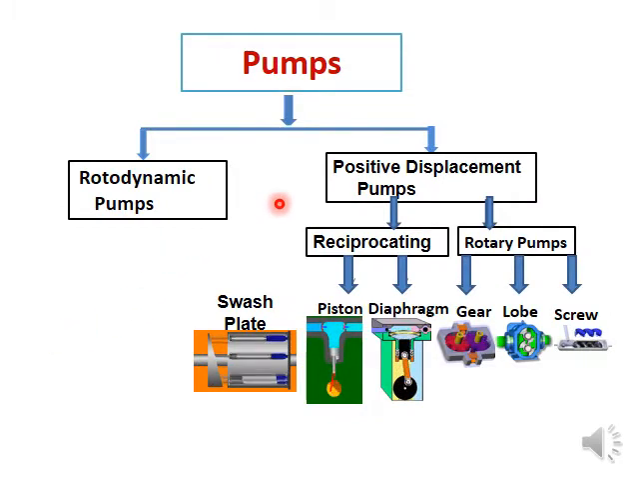Okay, this slide shows the classification of positive displacement pumps. There are reciprocating pumps and rotary pumps, and there are different types of reciprocating pumps: piston pumps, diaphragm pumps, and so forth. Also there are different types of rotary pumps. In these, there is a rotating element. There are gear pumps, lobe pumps, screw pumps, etc. We will see them in the next slides in detail.